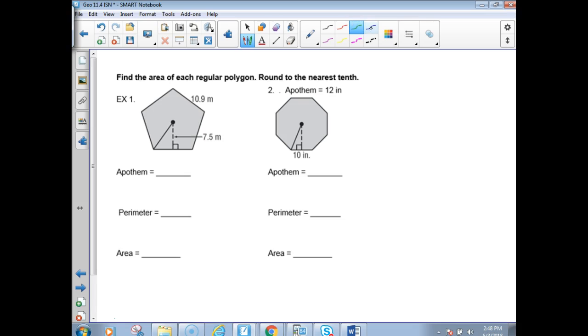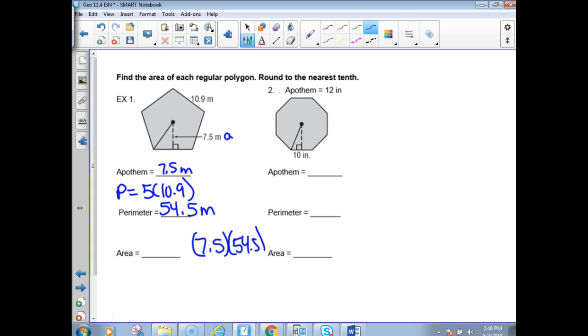Let's try it. So we've got an apothem, that's going to be your a of 7.5 meters. What is the perimeter? Well, this figure is a regular pentagon. It has 5 sides. So to find the perimeter, we do 5 times 10.9. If you type that on your calculator or do it in your head, it is 54.5 meters. Then you do the area. The area is half the apothem times the perimeter, or do the apothem, 7.5, times the perimeter, 54.5, and divide by 2.